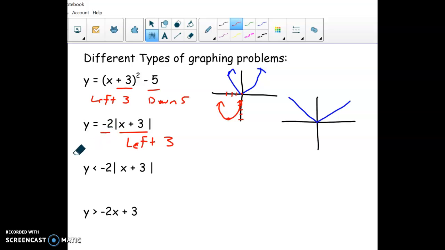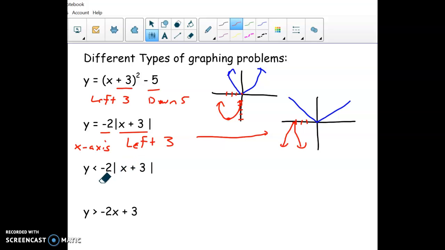Okay, and then the number up front, at least for these absolute value ones, is the slope. And so this one's going to be a slope of 2, but it's also going to be flipped over the x-axis because it's negative. So I'm going to go left 3, and then it's going to be flipped upside down with a 2 to 1 slope. I have a hard time drawing it here, but it's 2 to 1 going down. Okay, so that's what that graph would look like.